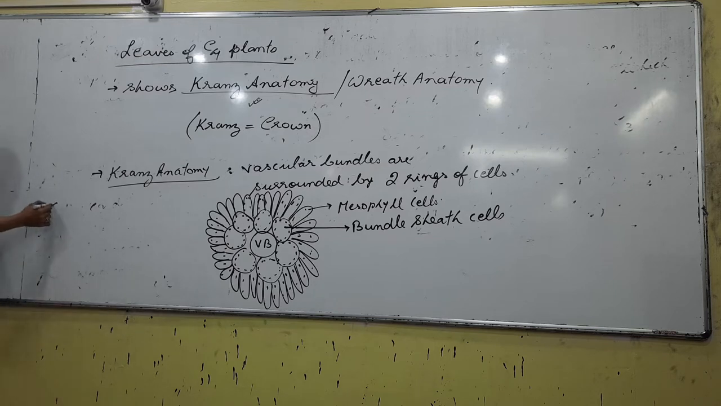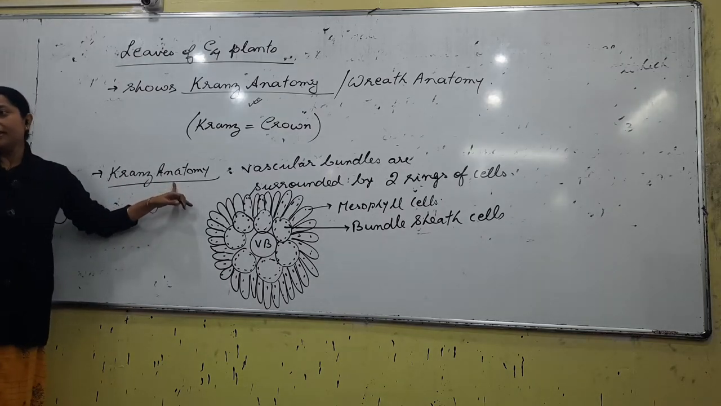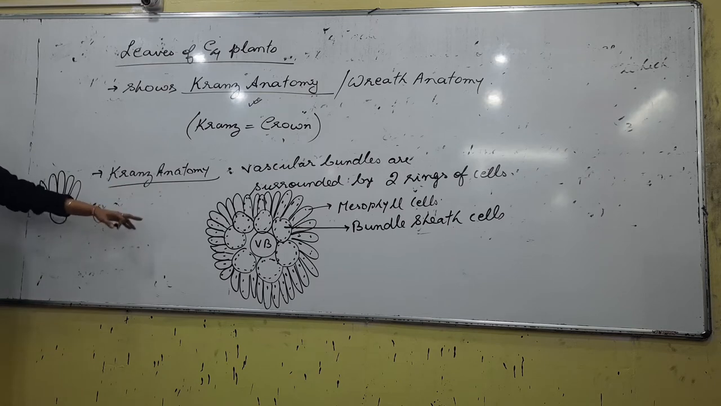Suppose you are talking about a cell like this, no? Looking from above, the cells are arranged in a ring, it looks like a crown, yes or no? Right? Since we can see such a type of structure, that structure was named Kranz. What is Kranz anatomy, or what precisely are we talking about? We are talking about a special type of anatomy. What is the special feature?